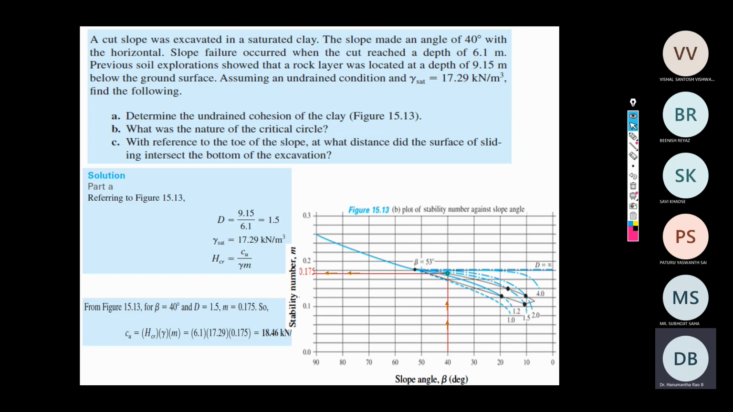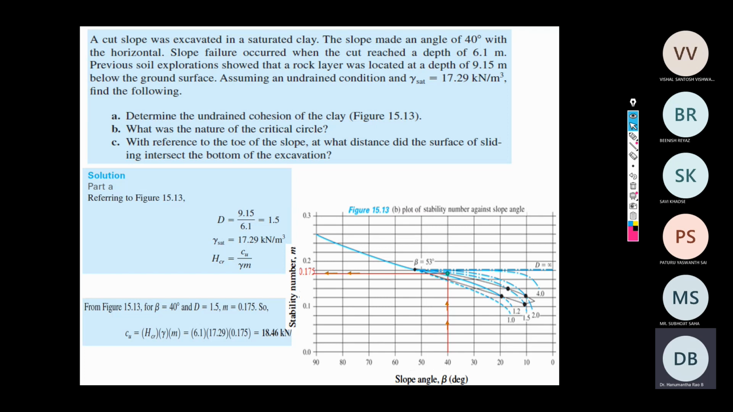Determine the undrained cohesion of the clay, what was the nature of the critical circle, and with reference to the toe of the slope, at what distance did the surface of the sliding intersect the bottom of the excavation. So this is another very good example. In the previous sum, you tried to understand how to use the Taylor stability chart, that is the relationship between stability number m versus slope angle beta. Now in this sum, an additional parameter has been given. It is asked at what distance from the toe of the slope the slip circle exits.